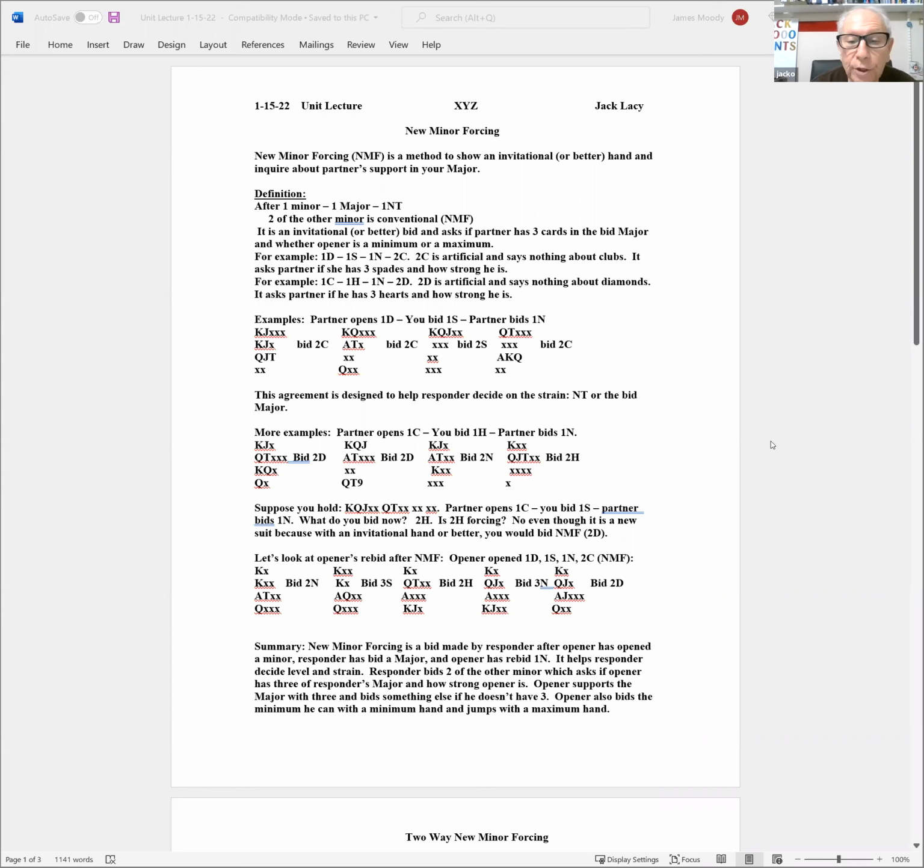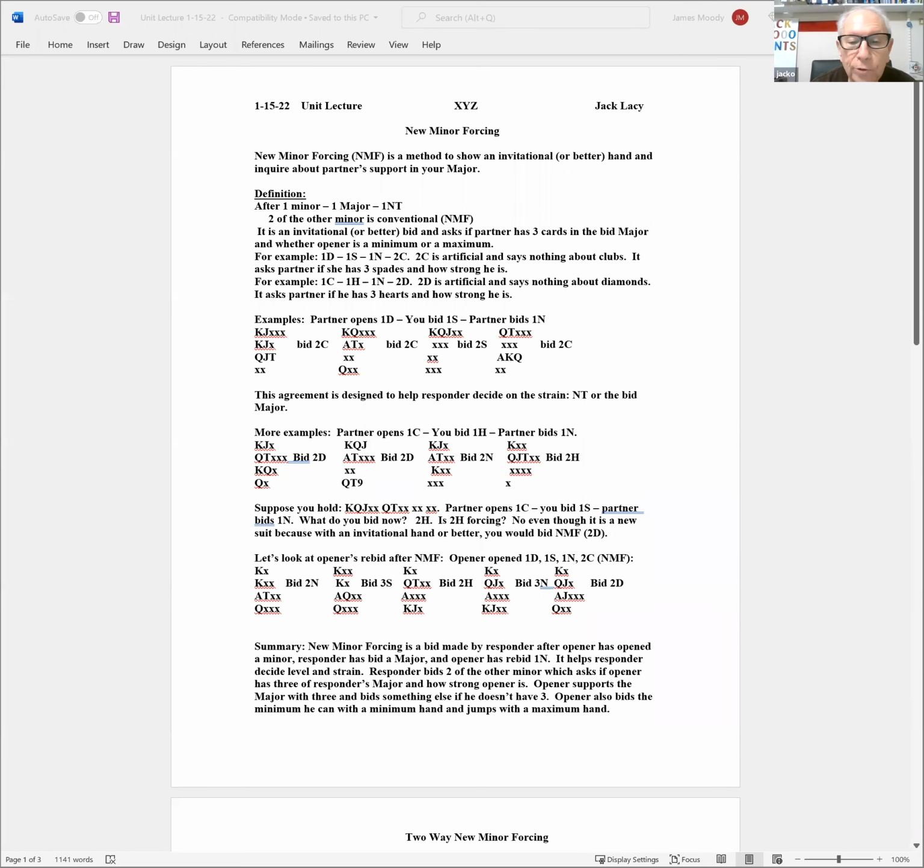Is 2 hearts forcing? No, it's not, because even though it's a new suit, with an invitational hand you would use new minor forcing, or in this case, 2 diamonds. All right. So everybody understand that this is the only example that I'm aware of. I'm sure there may be another one where a new suit by an unpassed hand is not forcing.